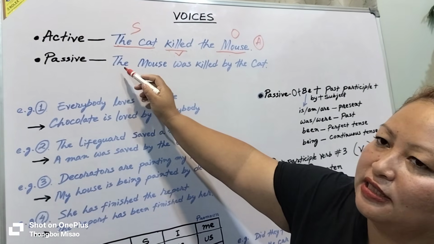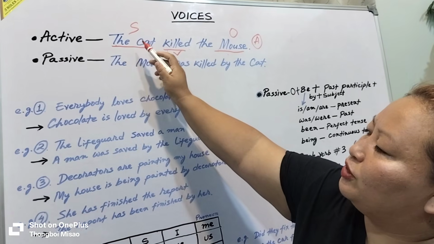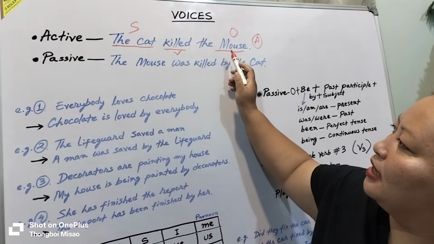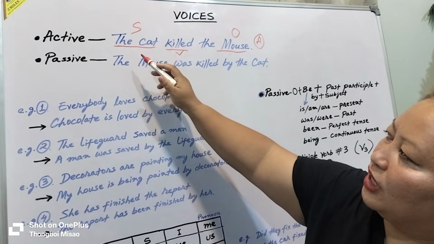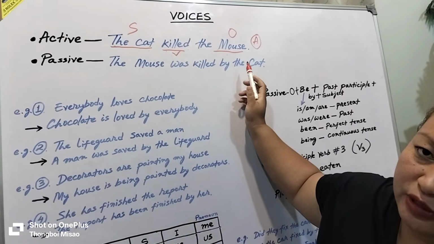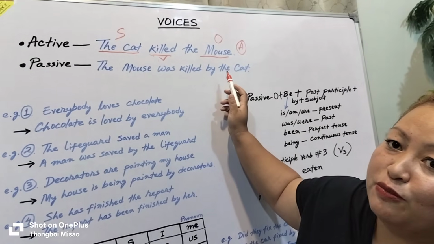In the passive voice, the object will come in the subject place, and then the subject will take the object place. But we have some rules.